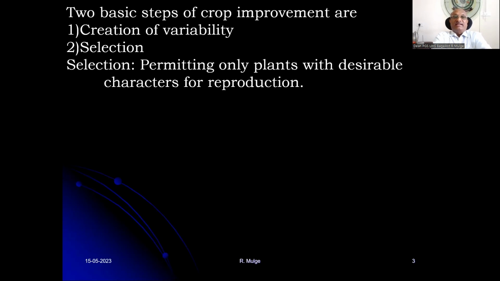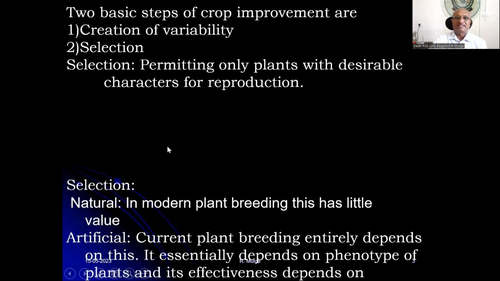Selection means, what do you mean by the selection? The definition of the selection: permitting only plants with the desirable characters for reproduction. As far as plant breeding is concerned, how do you define it? Permitting only the plants with the desirable characters for reproduction. That means you are identifying the good plants, and only seeds of those plants you are collecting and raising for the next generation. That means you are permitting only the plants with the desirable characters for reproduction. Okay, so that is the basic one, that is selection.